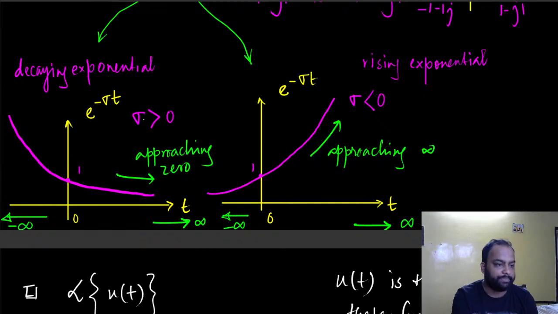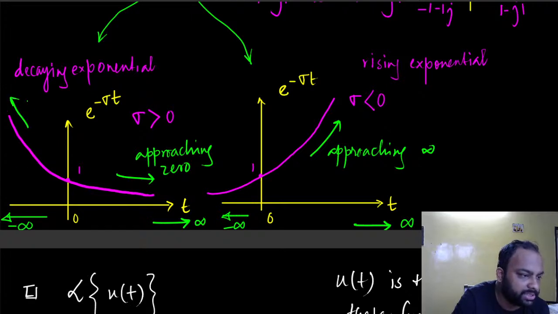Here, see, when sigma is greater than 0 and time is minus infinity, what happens? When sigma is greater than 0, say plus 2, I would have e to the power minus 2t, and when t is negative infinity, I would have e to the power plus infinity. So when time approaches negative infinity, this approaches infinity, right?